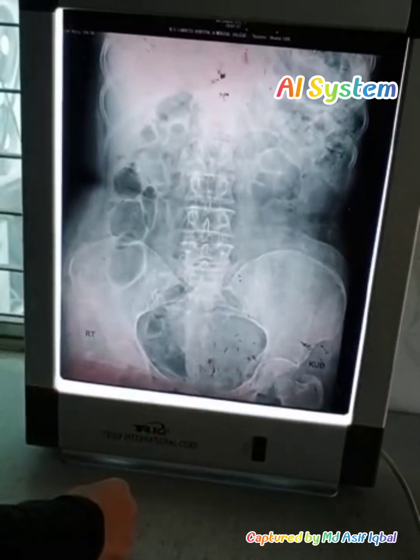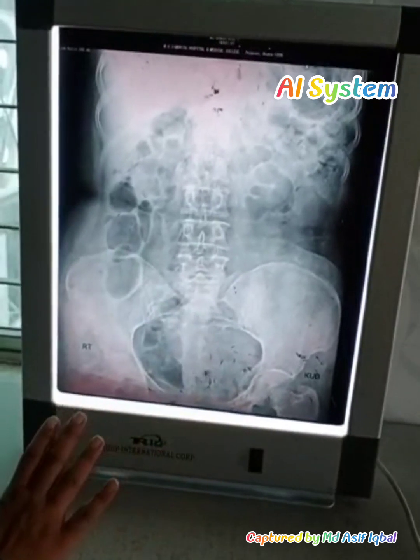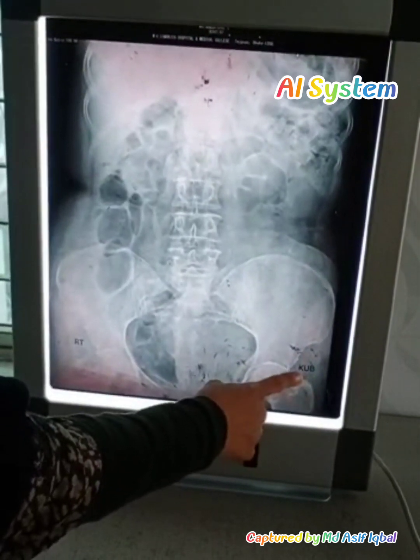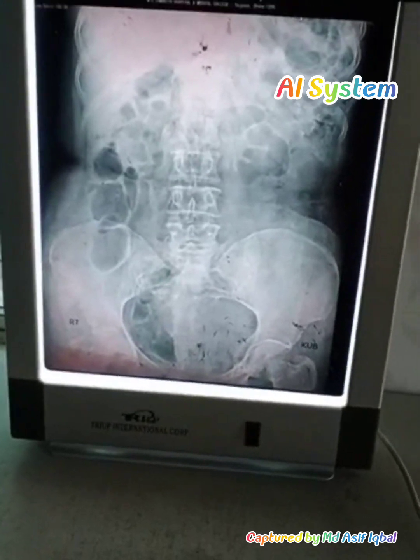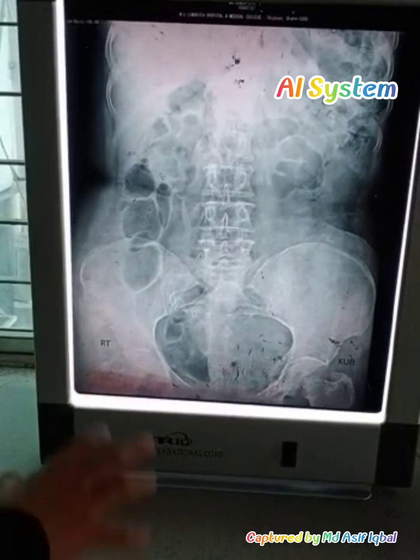KUB region. Why plain X-ray? Because there is no presence of any contrast media. And KUB region, এখানে KUB region কথাটা show করা আছে, মানে kidney, ureter, bladder region. So what are the structure we can find out in this region or in this X-ray?